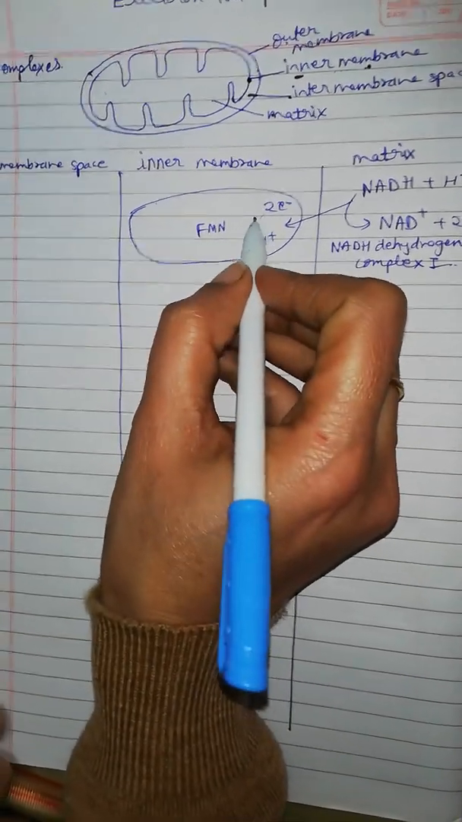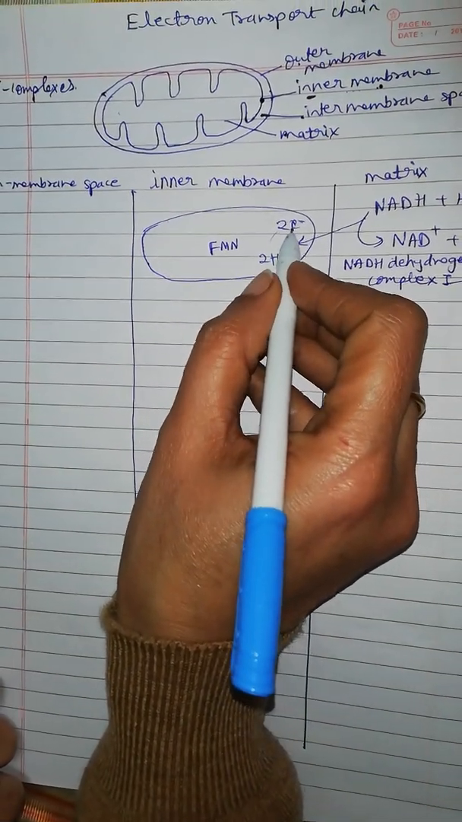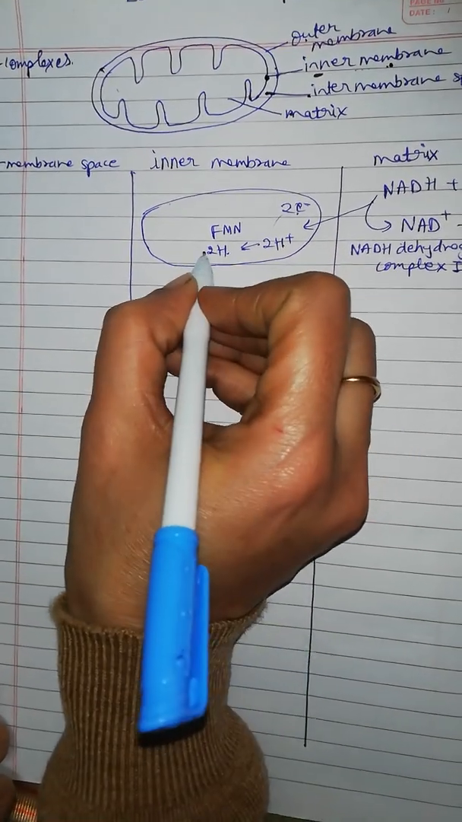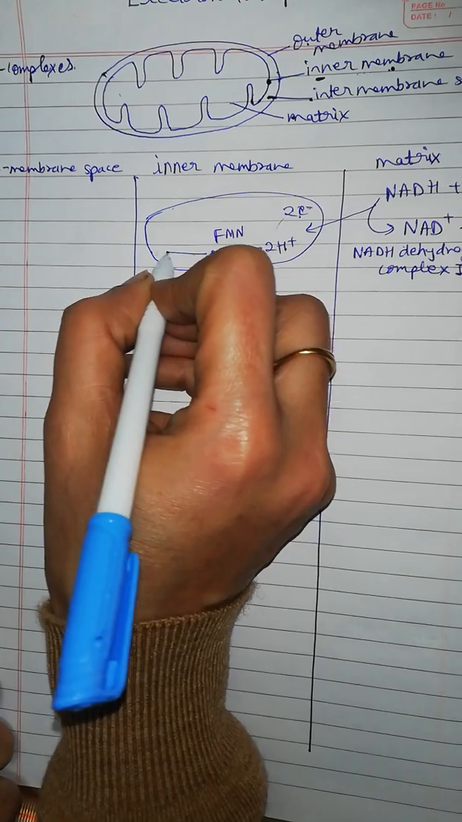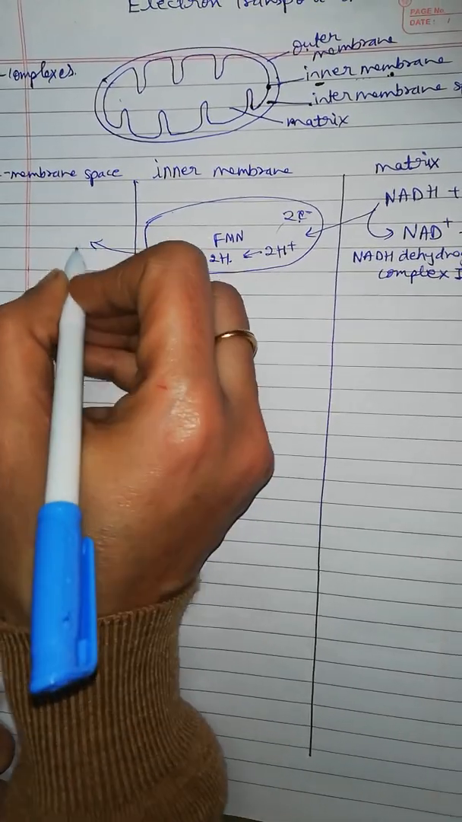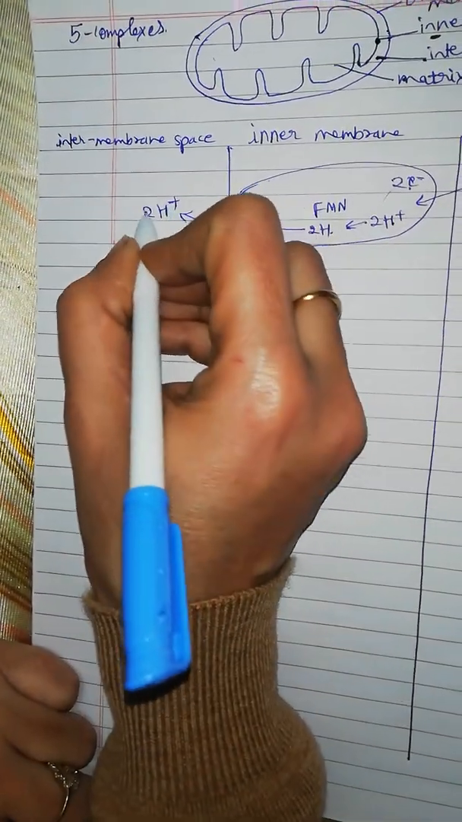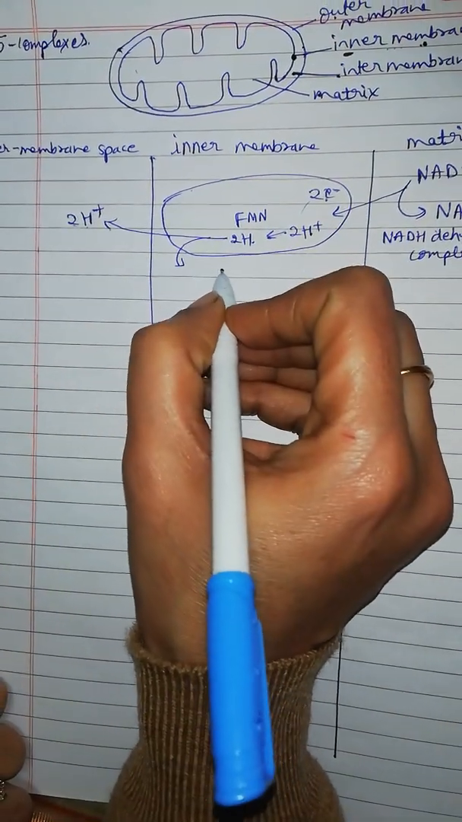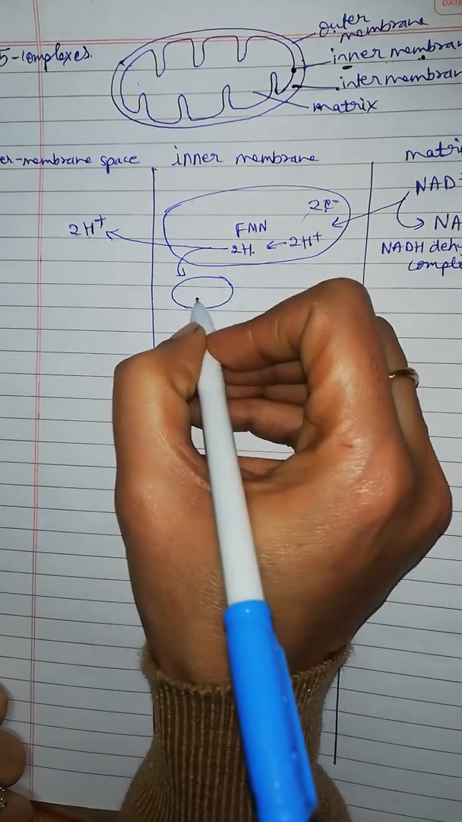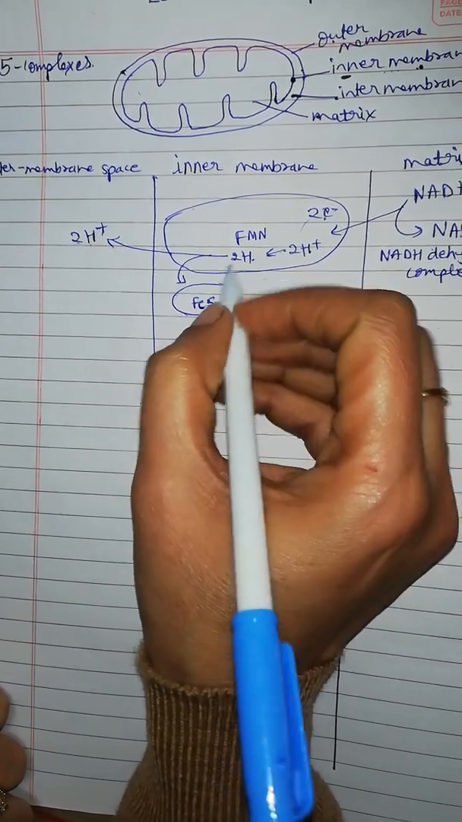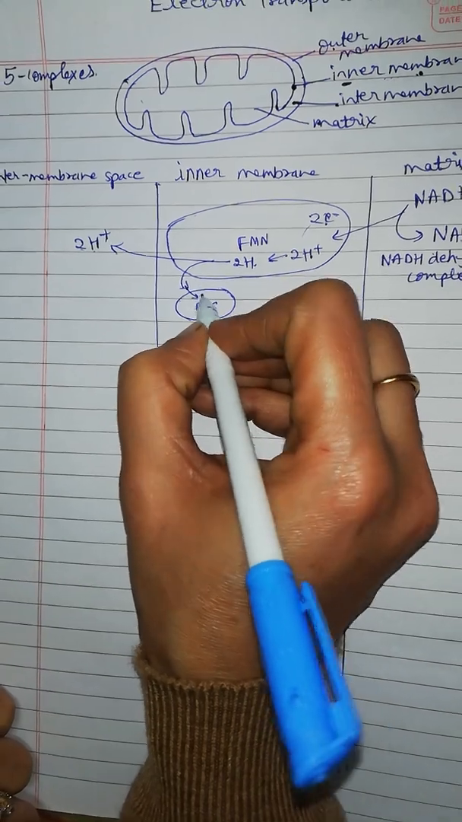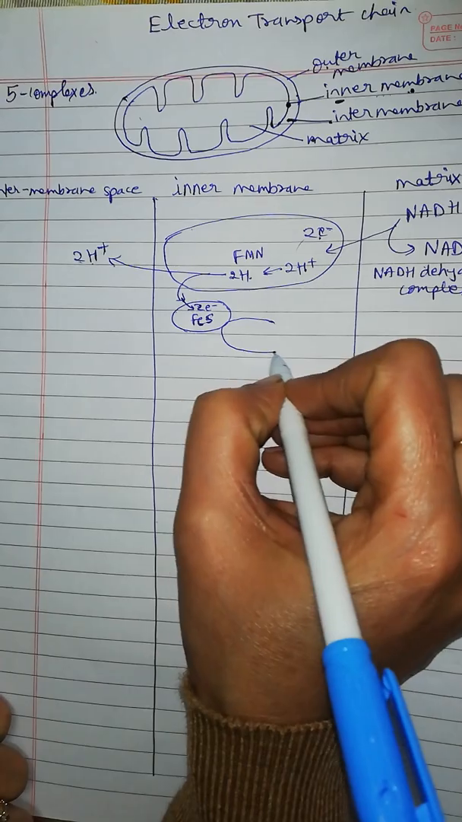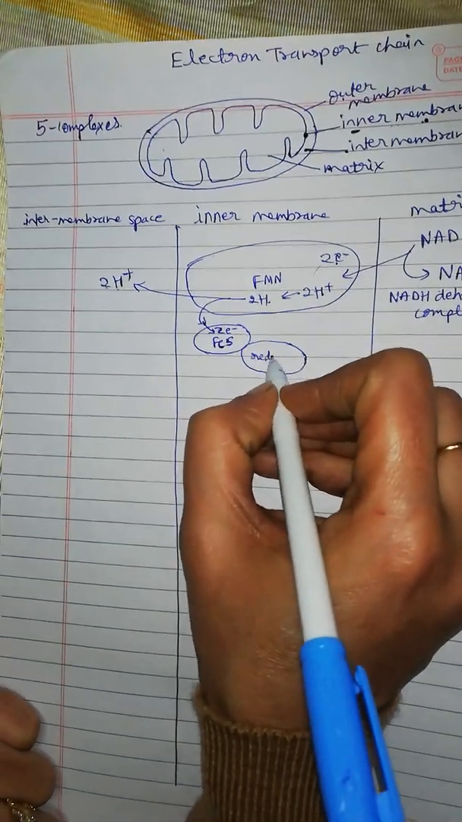Now what happens? These hydrogen ions and electrons form 2 hydrogen atoms. These hydrogen atoms again get oxidized to transport 2 hydrogen ions into the intermembrane space, and electrons are given to FeS. When this FeS gains 2 electrons, it gets reduced. So this is reduced FeS.